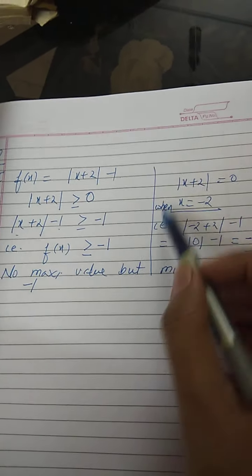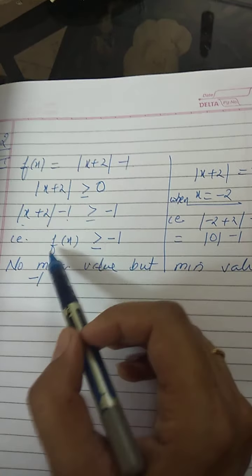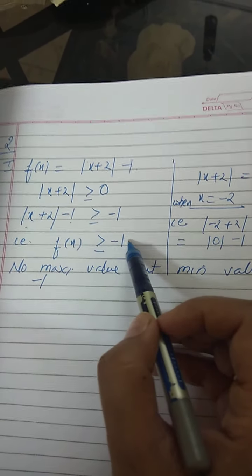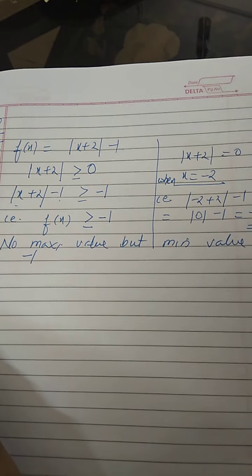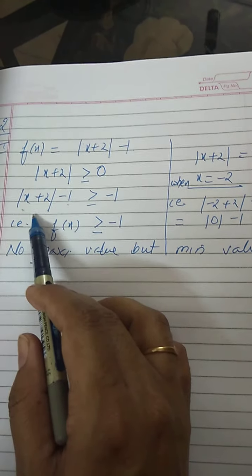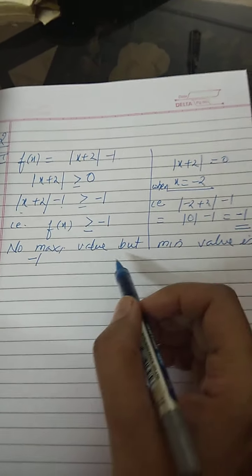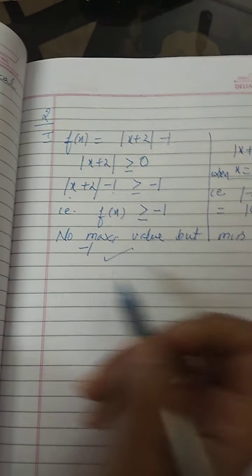So either you show this step or you don't. It's clear from this sign itself that f(x) will always be greater than or equal to minus 1. But when it is equal to minus 1, that means what is the least value of f(x)? It is minus 1. And how are we getting it? When this mod x plus 2 is equal to 0. So the maximum value is not there, but the minimum value is minus 1. Similarly, you people can do the second part.